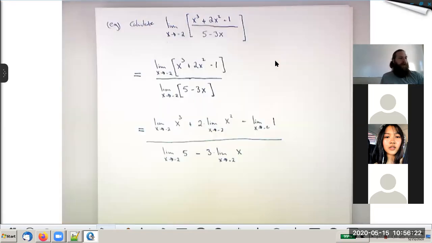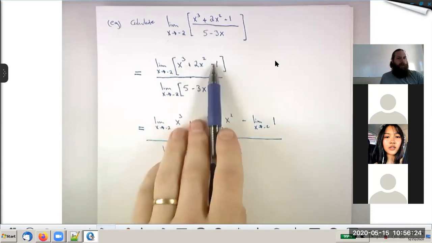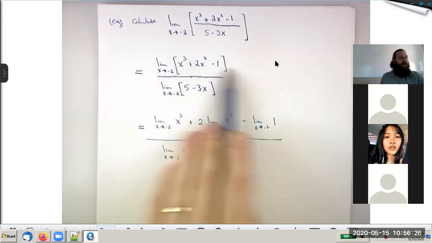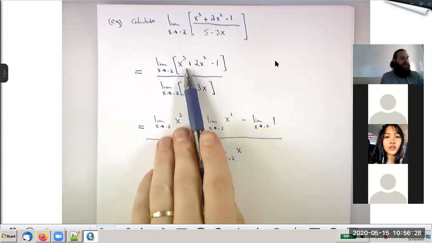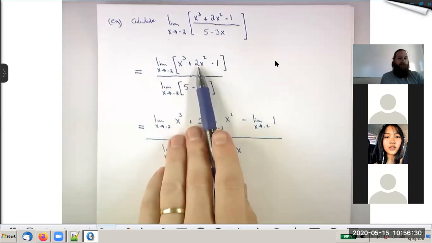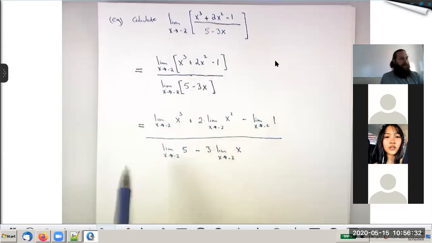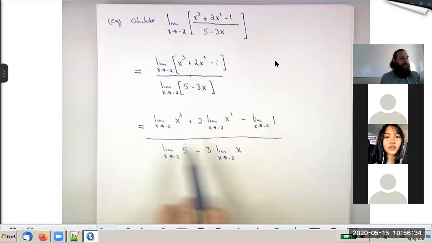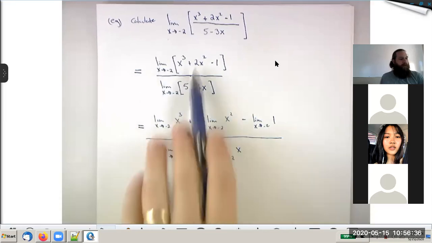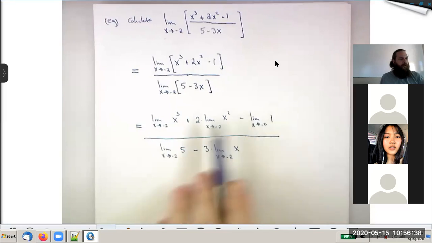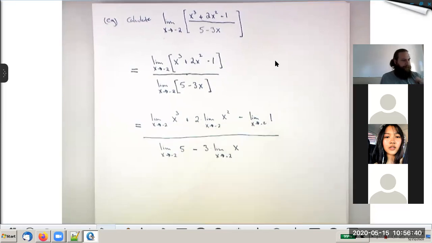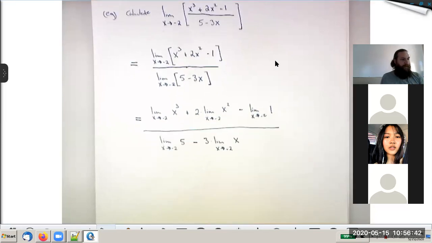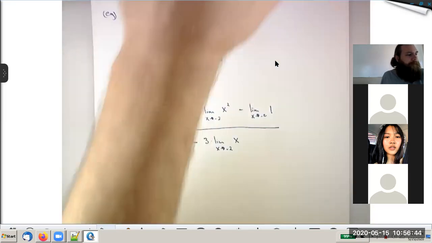But then the limit of the top, this involves 3 different pieces, all added and subtracted. And it also involves some multiplication by constants. And my first few limit laws, limit laws 1, 2, and 3, say you can take the limit of each of those pieces separately, and also you can pop out the constants. So I do that top and bottom.